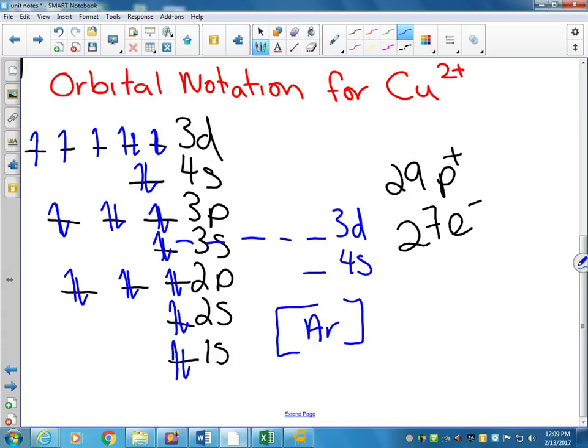Now, I'm going to leave it here. We're going to talk more about shortcuts, because this is a special case, more about ions next day, and then we'll carry into Lewis diagrams. Okay?